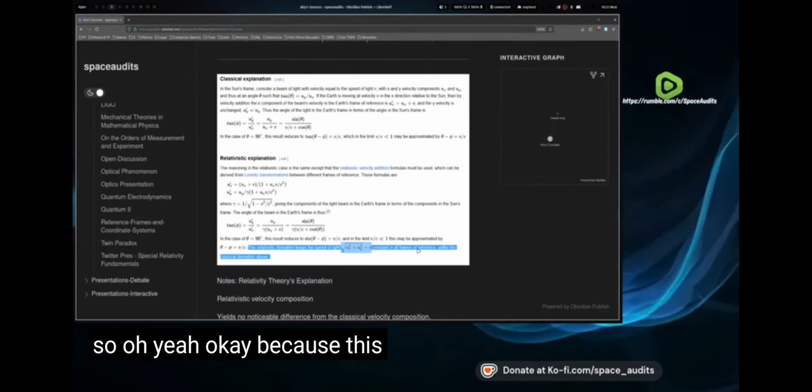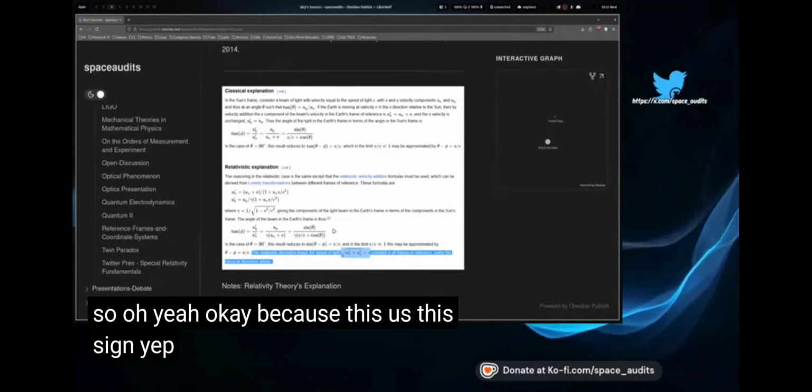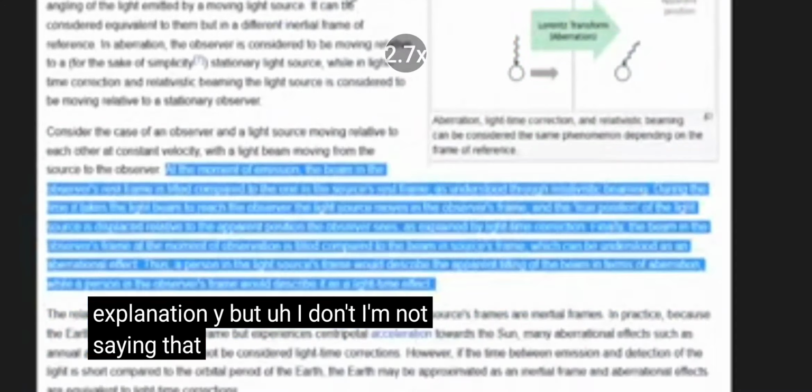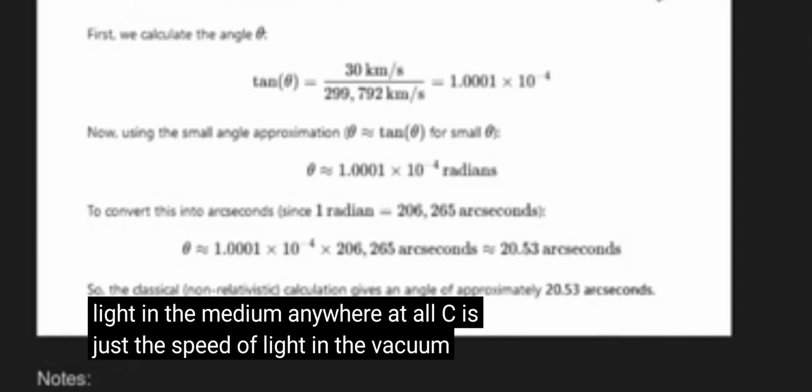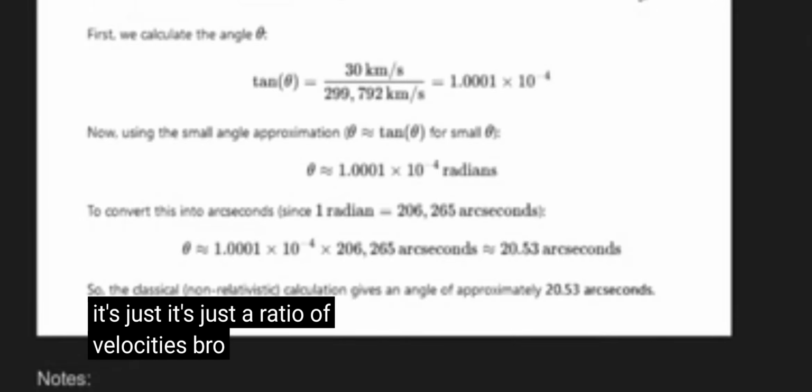Oh yeah, okay. There you go. It also uses this cosine. Yep. And then see if there's anything wrong with that derivation and that explanation. But I'm not saying that there is anything wrong with this derivation. But you may have noticed that it doesn't mention any speed of light in the medium anywhere at all. C is just the speed of light in the vacuum. It's just a ratio of velocities, bro. Yeah, that's all it's ever been.